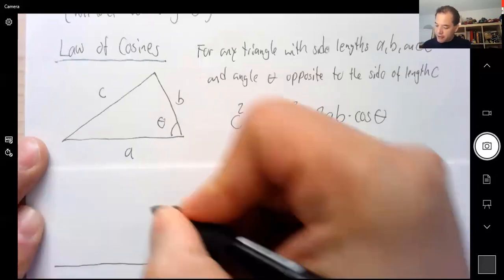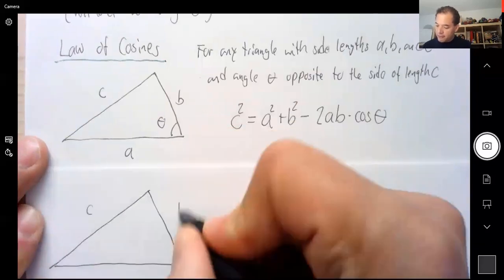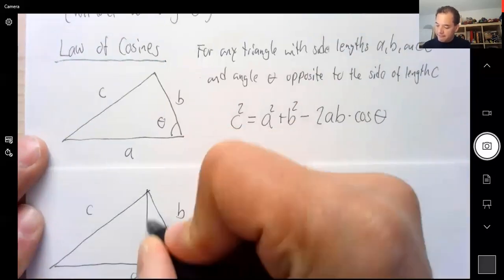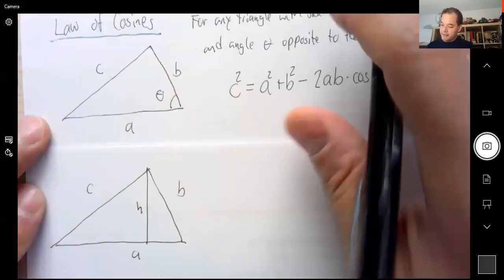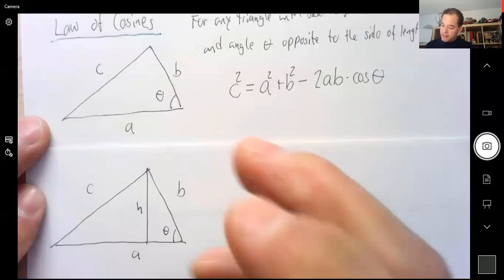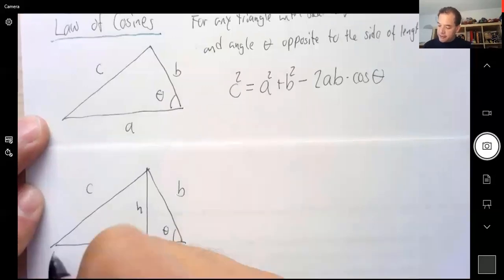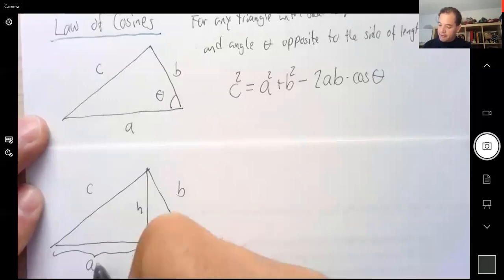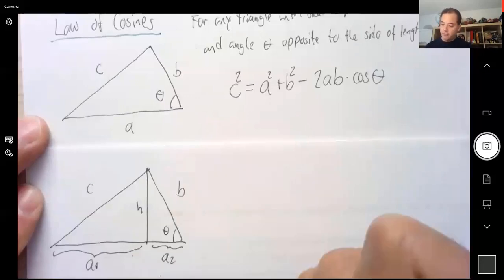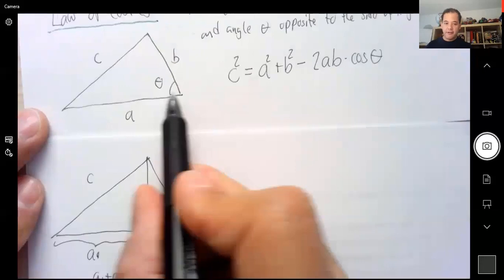I'm going to recreate that drawing from before, and the only thing I'm going to do is draw this height over there. And this is theta. That divides this side into two pieces, this piece and this piece. I'm going to call these A1 and A2. You just need to remember that A1 plus A2 is actually A, the entire length.